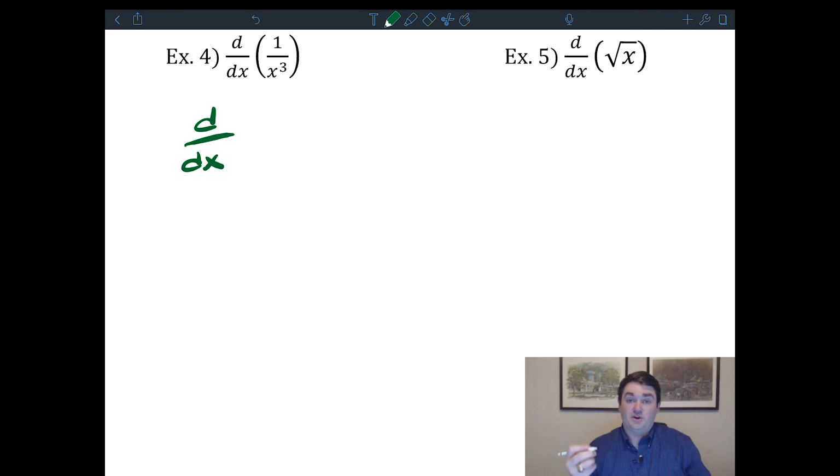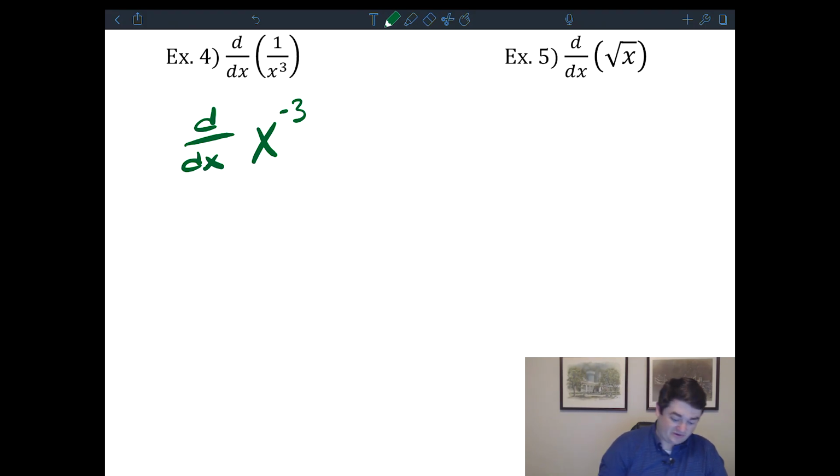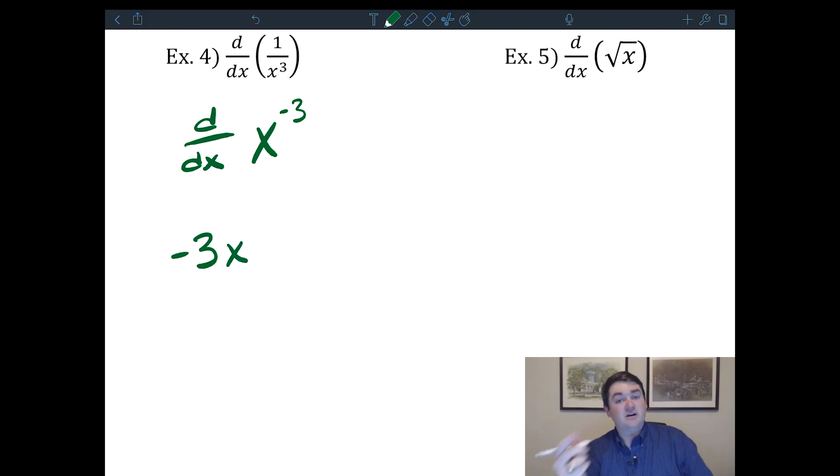I can rewrite 1 over x cubed as x to the negative 3. And see, when it's written like this, now you can use the power rule. The derivative is going to be negative 3 times x to the, be careful, lots of people make mistakes here, negative 3 minus 1 is negative 4. So the derivative of x to the negative 3 is negative 3x to the negative 4.